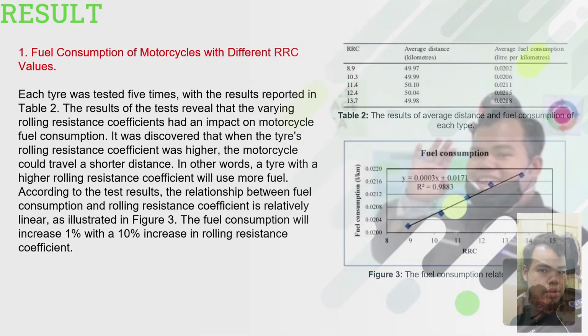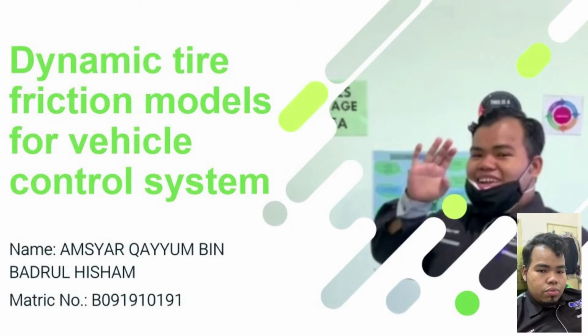Thank you. Assalamualaikum and good day. I am Shakurin Badrul HISHAM. My student ID is B0919101191. My part is about dynamic tire friction models for vehicle control system.